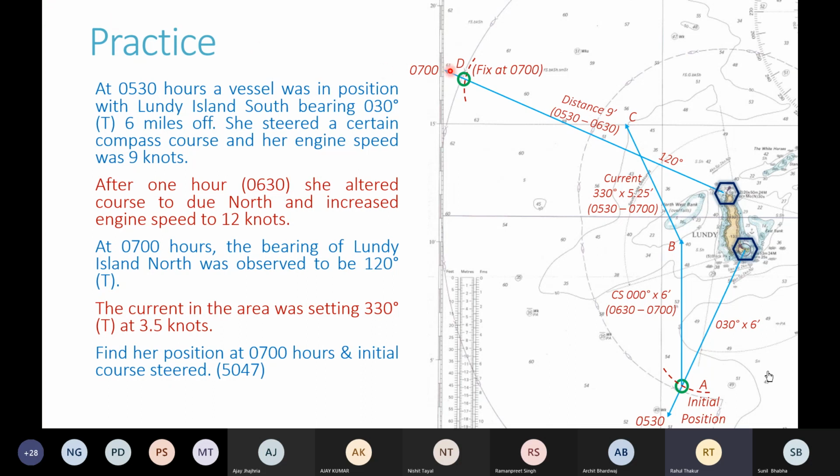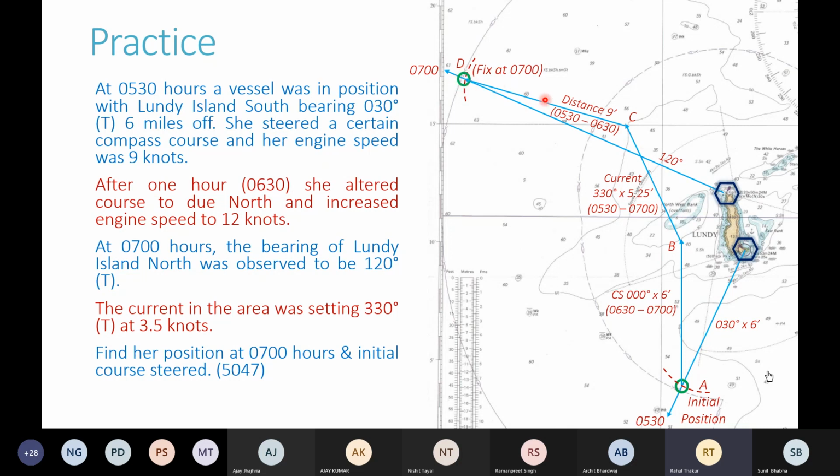So we have found out our 7 o'clock position. Now what I'm going to do is I'm going to join these 2 points, C and D, Charlie and Delta. Now this line CD basically represents my CTS vector from 0530 to 0630. This is the course to steer vector from 0530 to 0630, because all the vectors added up should take me to my final position.